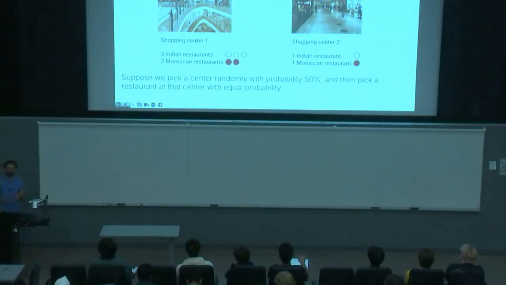Let's suppose we pick one of these shopping centers randomly with 50-50 chance, and then we pick a restaurant with equal probability among the choices. We can start asking reverse questions. So, for example, if we ate at a Moroccan restaurant, what is the chance that we picked center 1? That's a question we might try and solve.